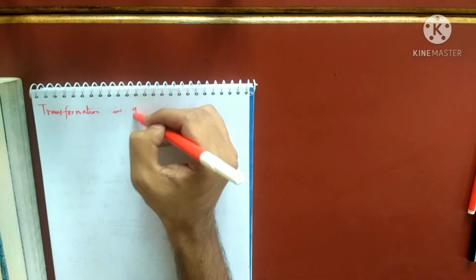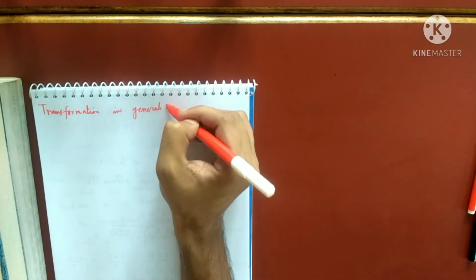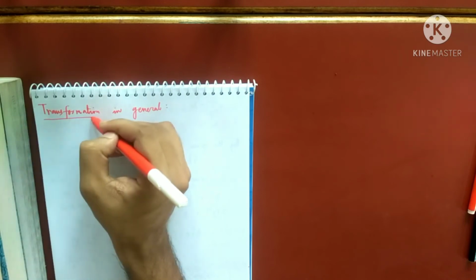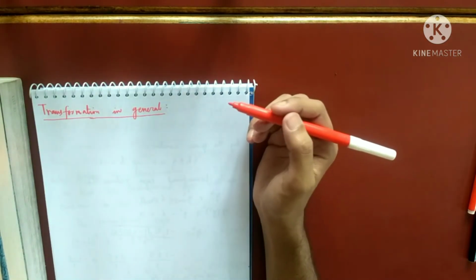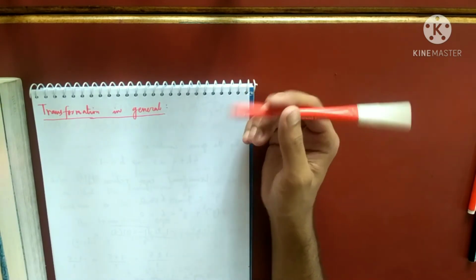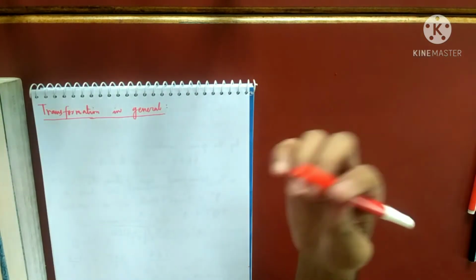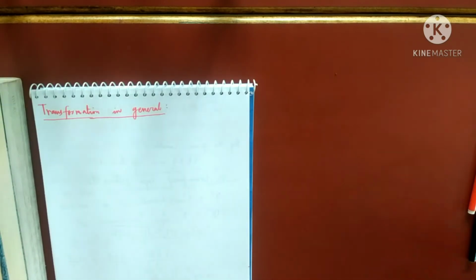That means we have already done three kinds of transformation: multiplying the roots by some number, then reciprocal roots, and then adding or subtracting some number from the root. These three kinds of transformation we have done. But there can be other transformations also.